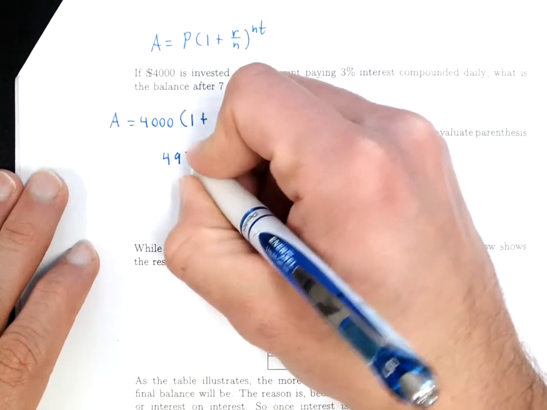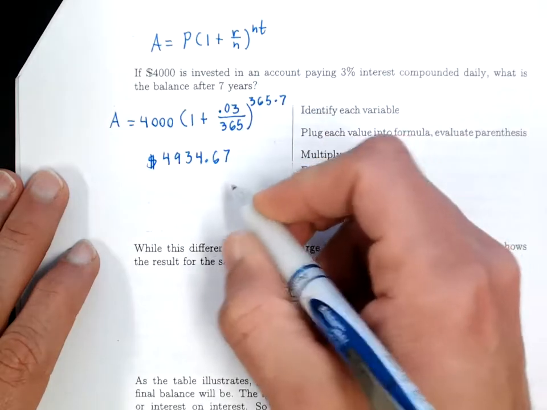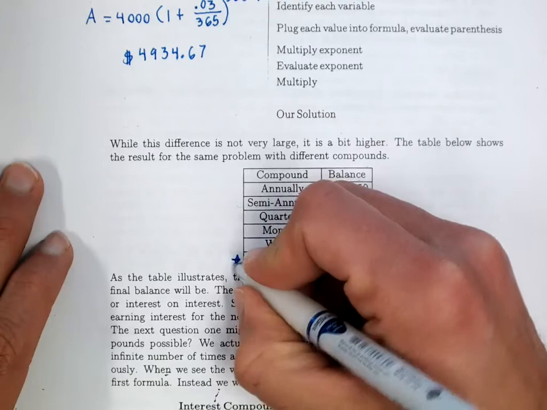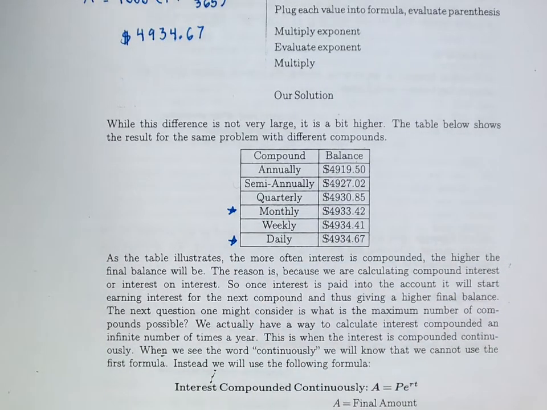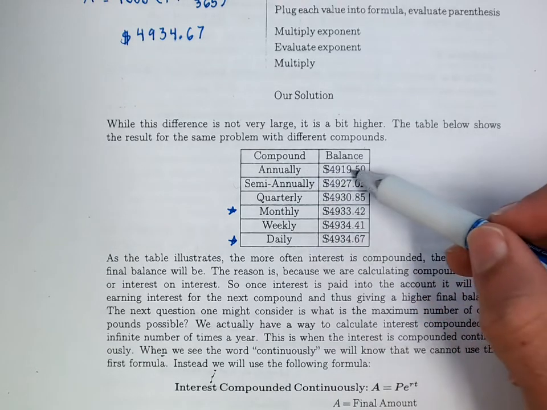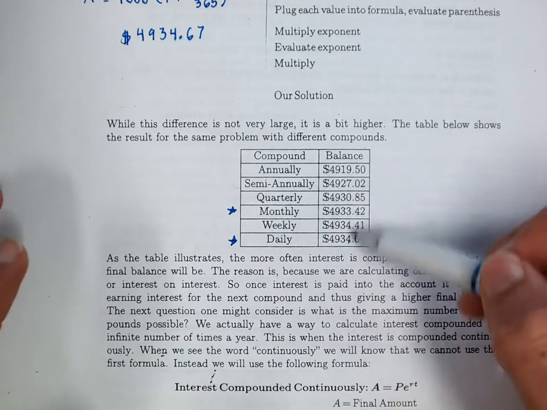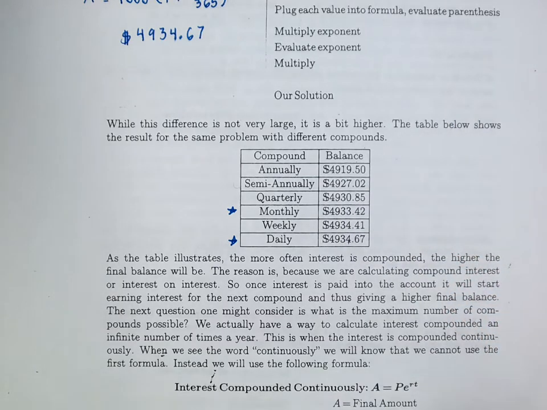So 4,934.67. Now, if you did all the math for a bunch of these, and this is the one where we did daily and we did monthly, notice that even though you think it would make a huge difference, it doesn't make a ton of difference if you compound the interest either annually. I mean, for example, just look at annual and daily. The difference is only a little bit less than $20 between those two. So the difference between those is not very much, okay?